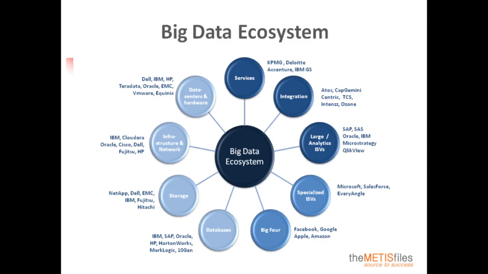And here, first of all, services, integration and large analytics ISVs and specialized ISVs, the big four, that is Facebook, Google, Apple and Amazon, databases and storage, infrastructure and network like data centers and hardware. So all these things come under the big data ecosystem. Without data, there is no concept of analysis. First of all, to collect the data, these are the different types of sources.